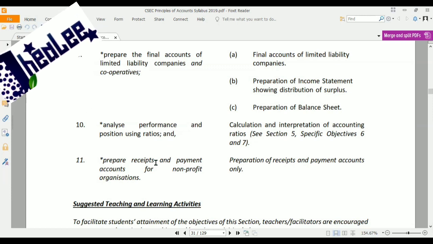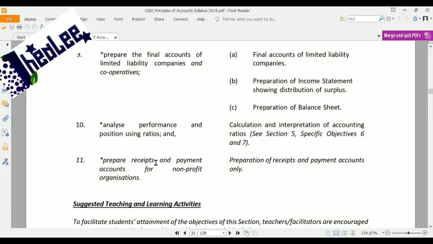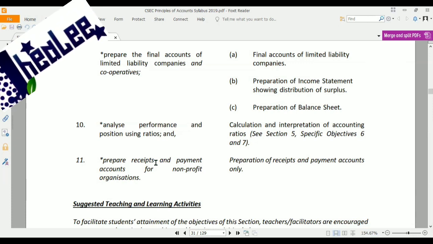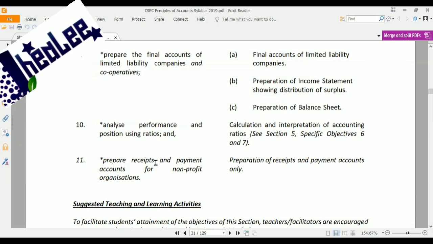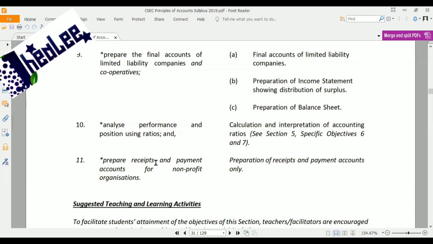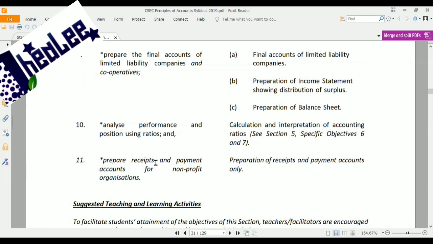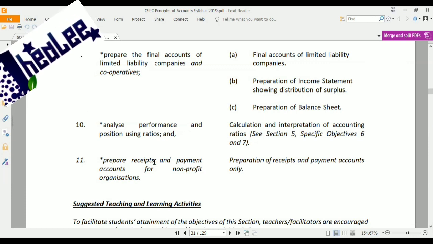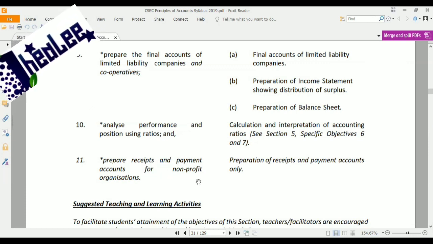Now, they did mention accounting for non-profit oriented organizations. Prior to the syllabus being amended, you were usually asked to prepare the bar trading account and prepare an income and expenditure account for this business. But guess what? All you need to know for the non-trading organization is how to prepare a receipts and payments account for the non-profit oriented organization, not for profit, non-trading organization.